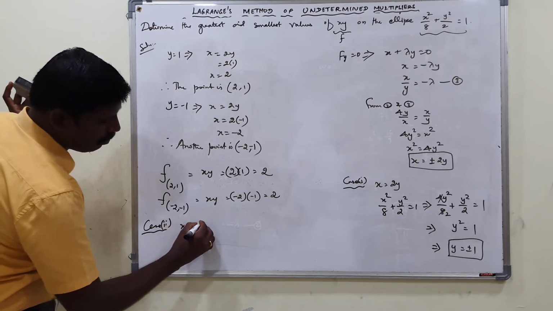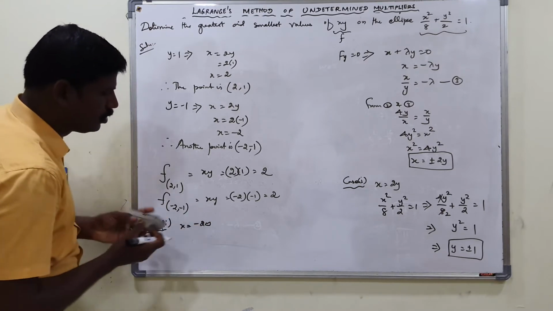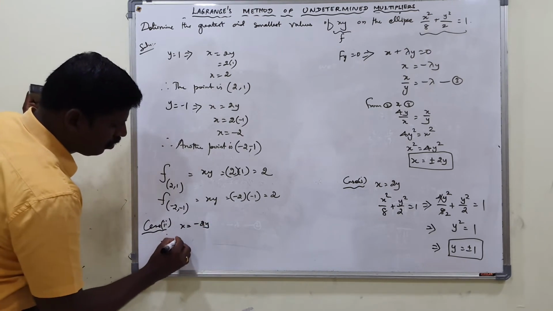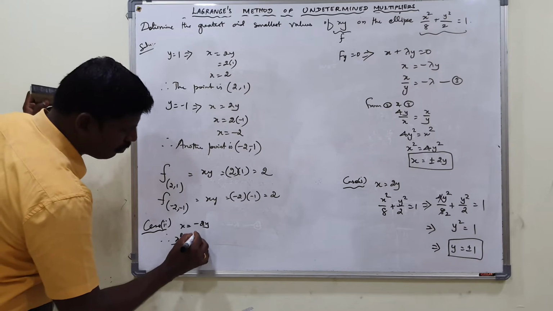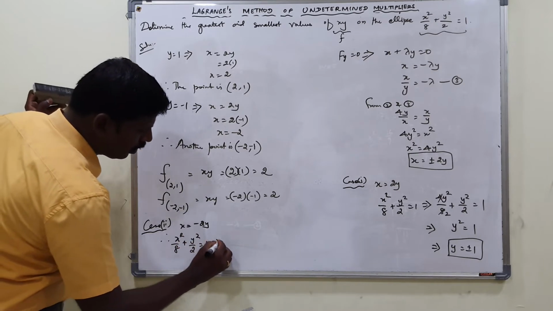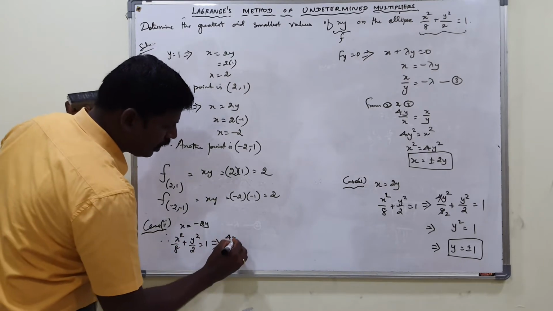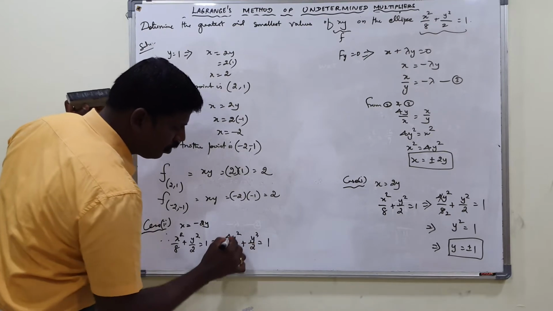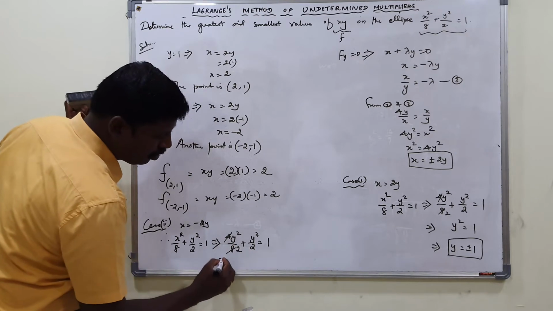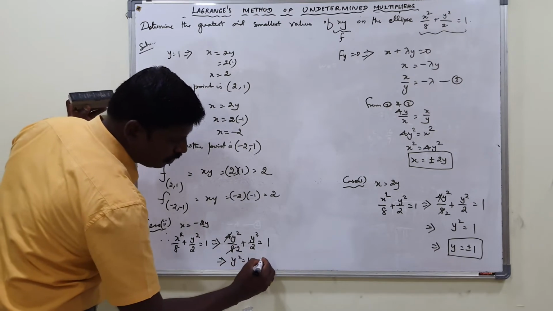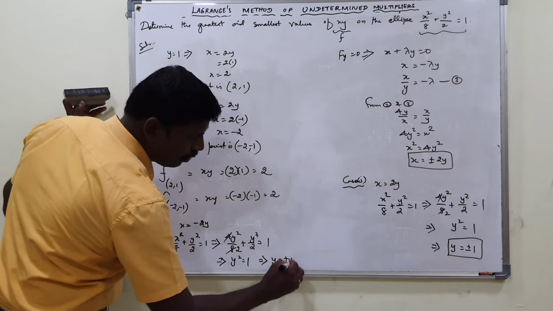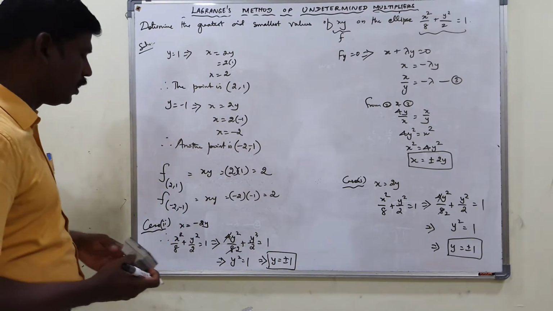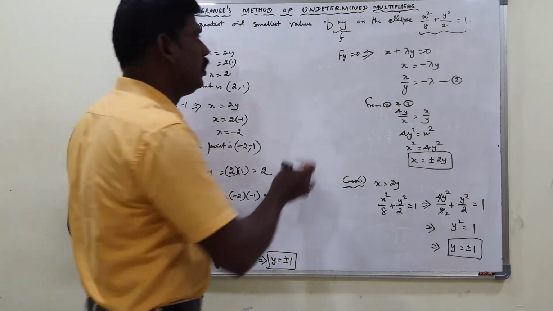X is equal to minus 2y. Therefore, x square by 8 plus y square by 2 equal to 1 implies what is x square? The same, 4y square by 8 plus y square by 2 equal to 1. Cancel both of the 2. It will be y square is equal to 1. This implies y is equal to plus or minus 1. Here also you can get y is equal to plus or minus 1. But x is equal to what? Minus 2y, right?